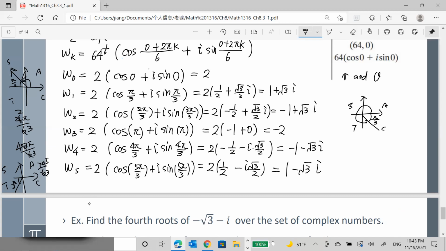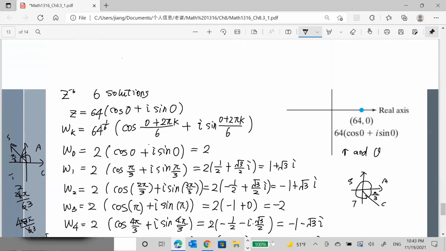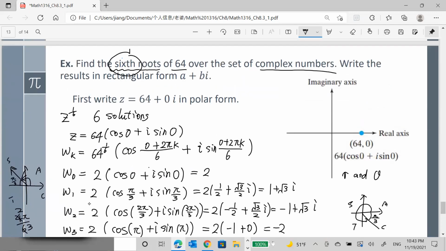So look, they are all distinct solutions. So 2, 1 plus square root 3i, and this one, they are different. So you can't just say the sixth root of z equals 2. You can't say equals 2, because that means under the real number system, but this is the complex number. Even if it's 64, it's still a complex number. So there are 6 roots.